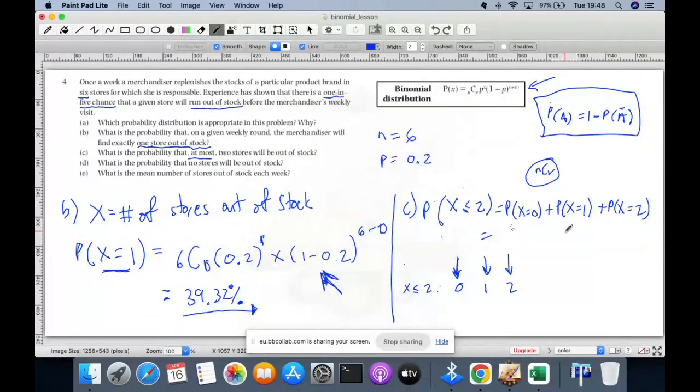So here it's 0.3932. This probability here, x equals 2, is 0.2458, and I encourage you to work this out in your calculator. I'm just going to add that in the space here. 0.2458, and then this probability of x equals 0 is 0.2621.